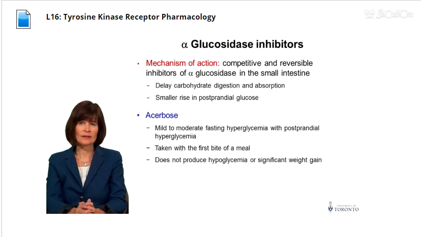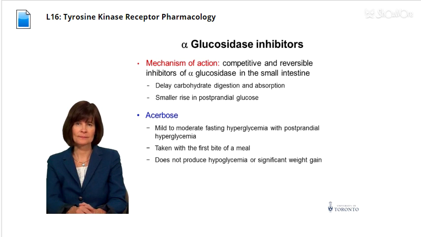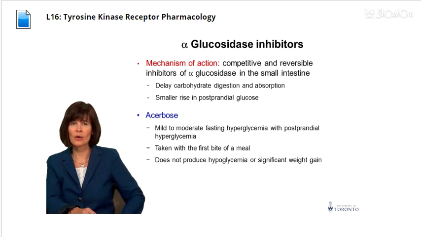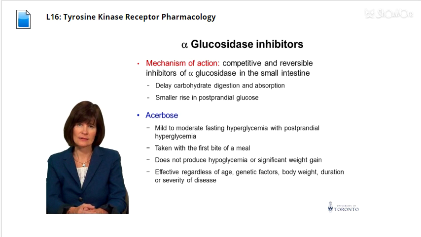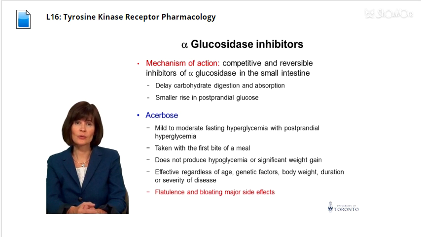So the example drug given here is used for mild to moderate fasting hyperglycemia in patients with significant hyperglycemia after a meal. Drug is taken at the beginning of a meal. And the advantage of these drugs are that they do not produce hypoglycemia or significant weight gain. They are used at any stage of the disease and are effective in all patients regardless of age, genetic factors, or body weight. The side effects, however, are flatulence and bloating as a result of carbohydrates remaining in the GI system for longer times, with the gut flora producing more gas.